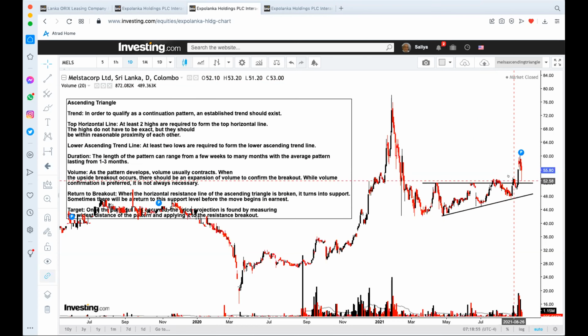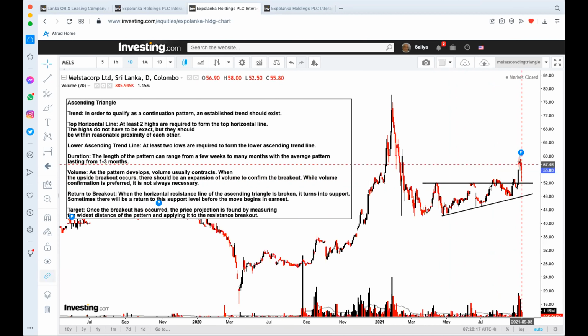Thereafter, we can see that there is a thing called return to breakout. When the horizontal resistance line of the ascending triangle is broken, it turns into support. Sometimes there will be a return to this support level before the move begins in earnest. As you know, this was the resistance line. The moment the price breaks, this becomes the support line, and the 51.90 area will be the support area. As such, in certain instances, not always, it throws back to test that area.